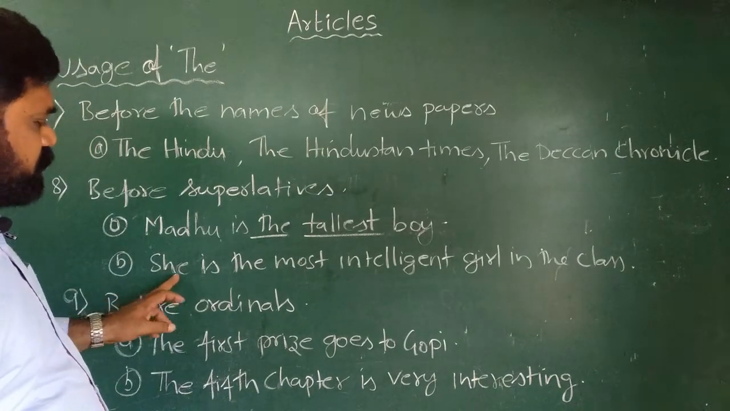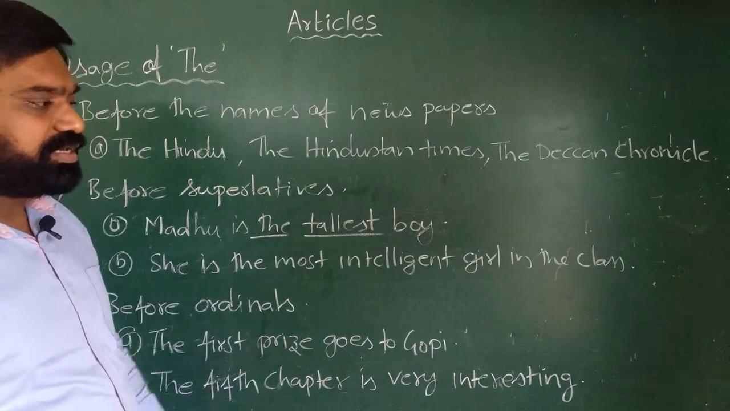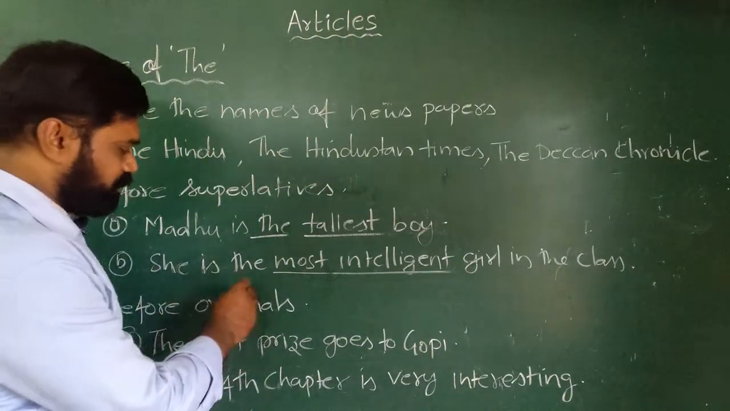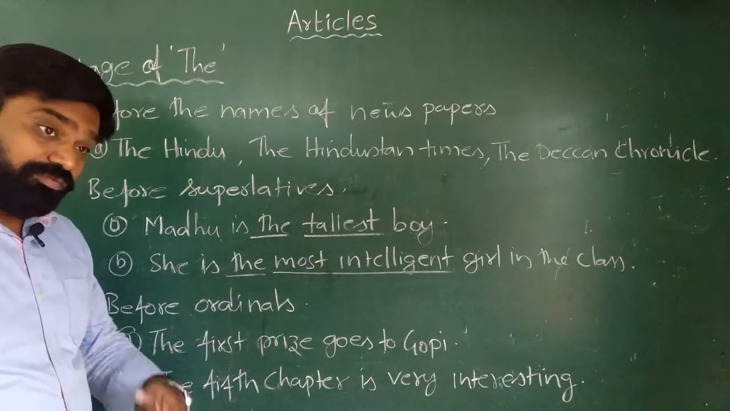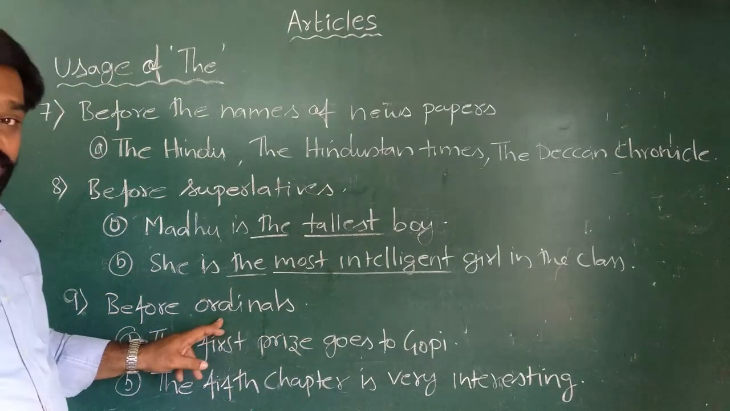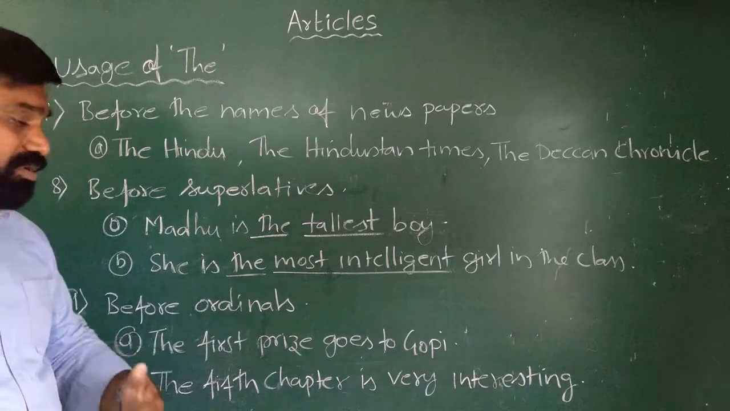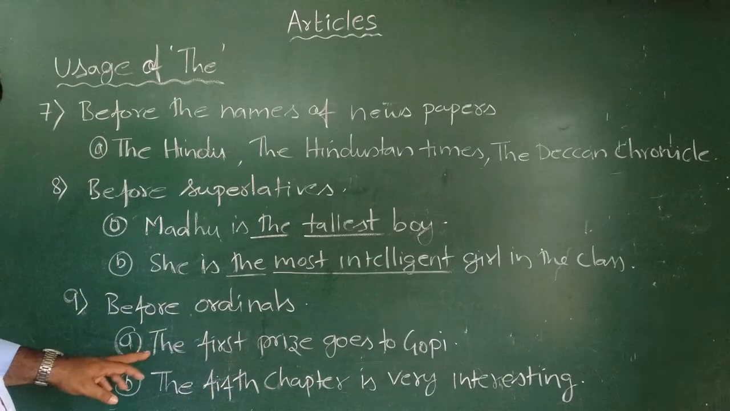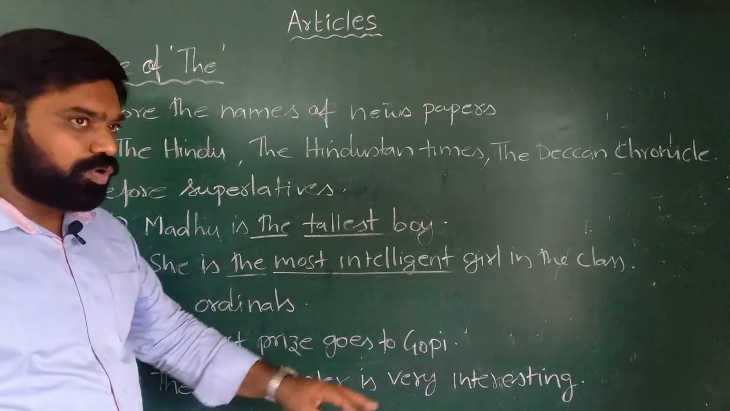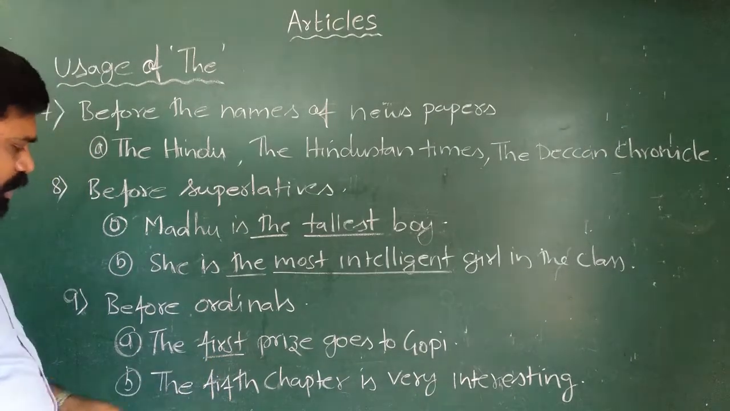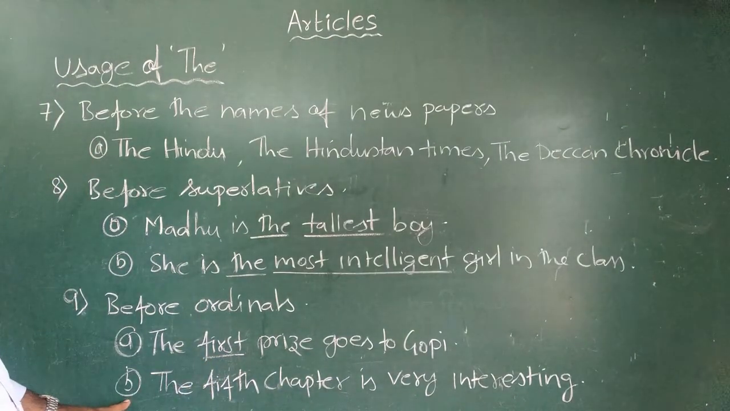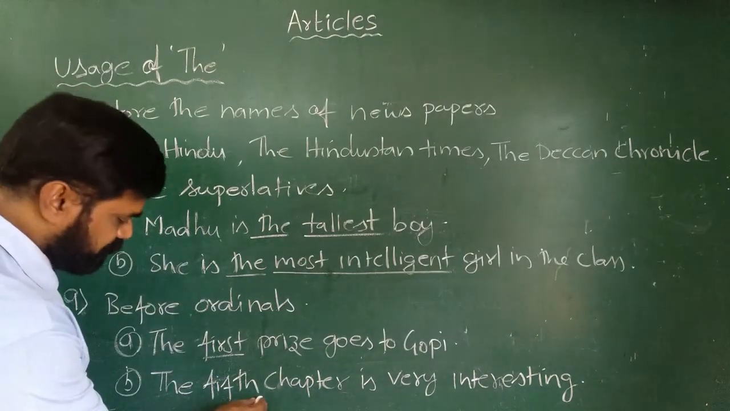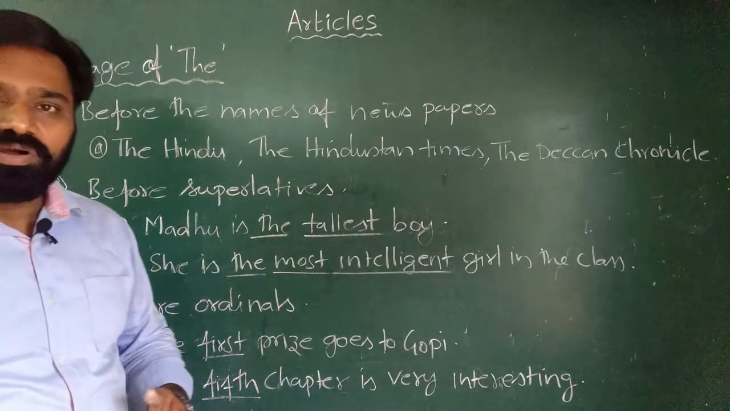See the second example. She is the most intelligent girl in the class. Here most intelligent is a superlative. So before that we have to use the article the. We also use articles before ordinals. Ordinals are number names: first, second, third, fourth, last, etc. For example, the first prize goes to Gopi. Here first is the ordinal and we use the before it. See the second example. The fifth chapter is very interesting. Here fifth is an ordinal. So we use the before ordinals.